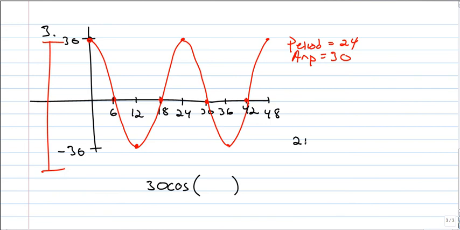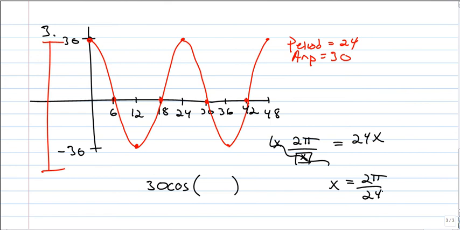So 2 pi divided by the unknown needs to be 24. So solve for x. X is 2 pi over 24, so pi over 12. Pi over 12 times theta. So y equals 30 cosine pi over 12 theta.